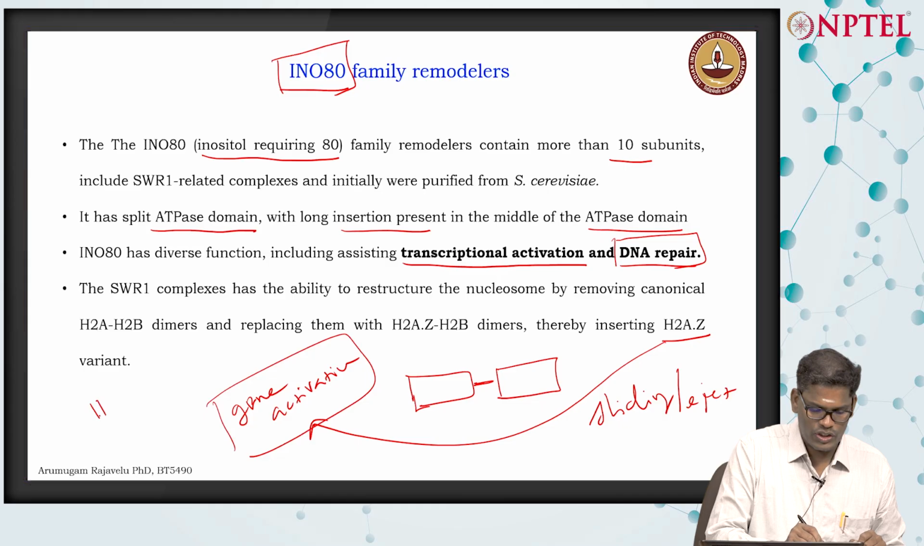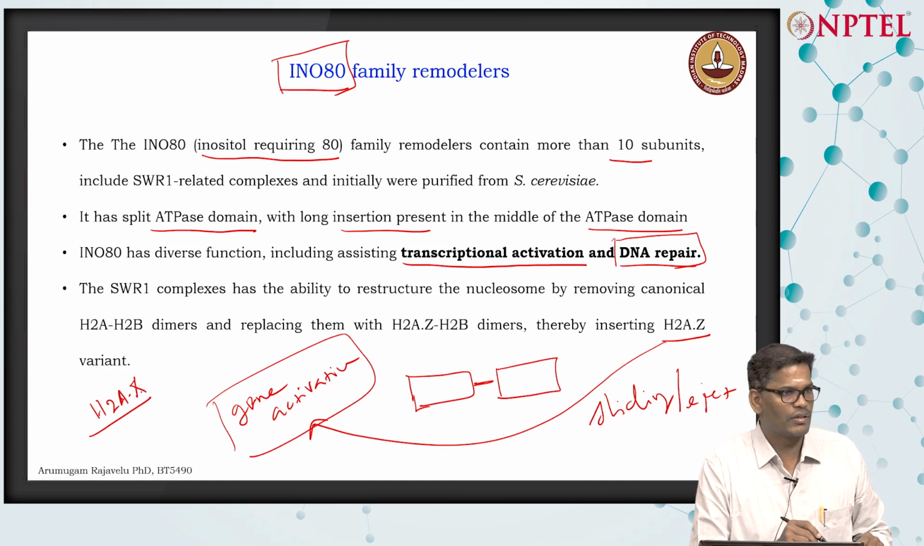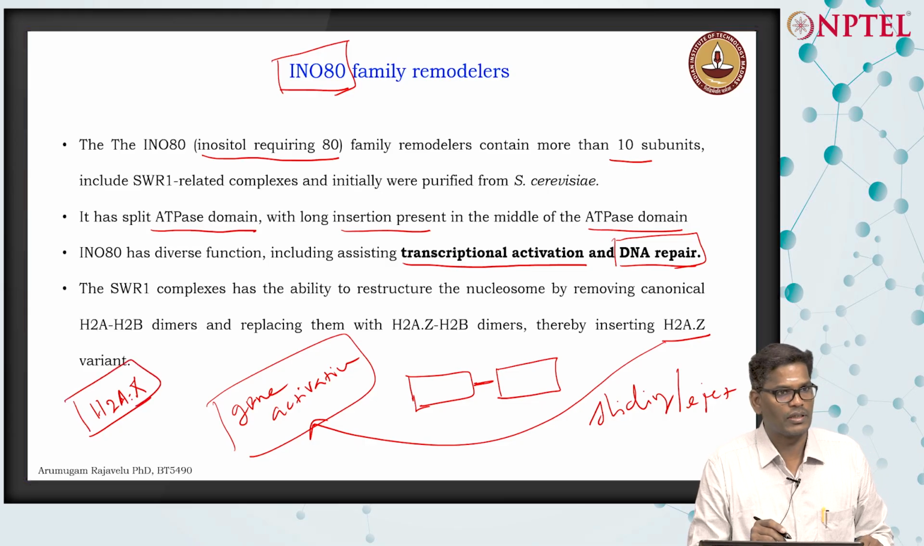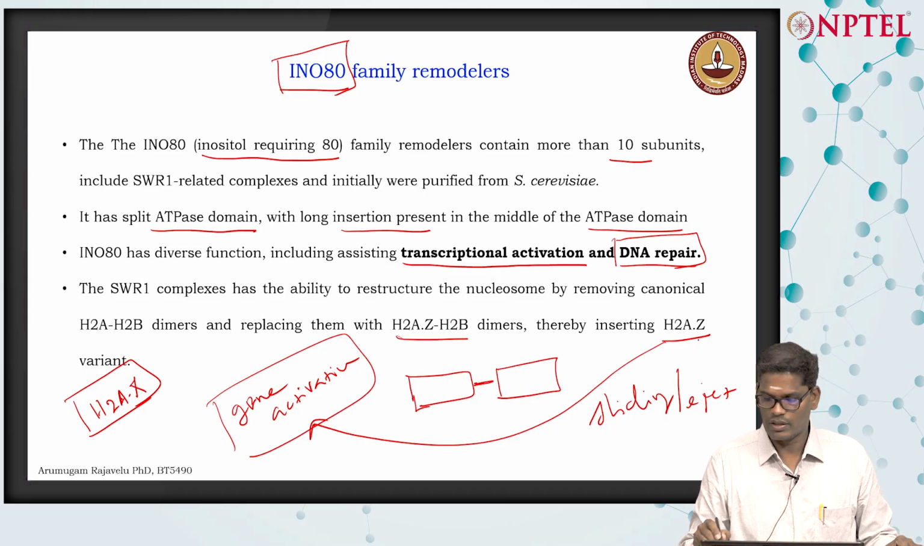Whereas the other variant, H2A.X, sorry, H2A.X, is the DNA repair histone variant. It has a specific phosphorylation site. I said serine 139, which gets phosphorylated, and then it is a marker for DNA repair. So then it recruits the DNA repair machinery. Basically, this remodeler, along with histone chaperones, also helps to replace these histone variants at specific loci, in addition to H2A.Z as well as H2A.X.